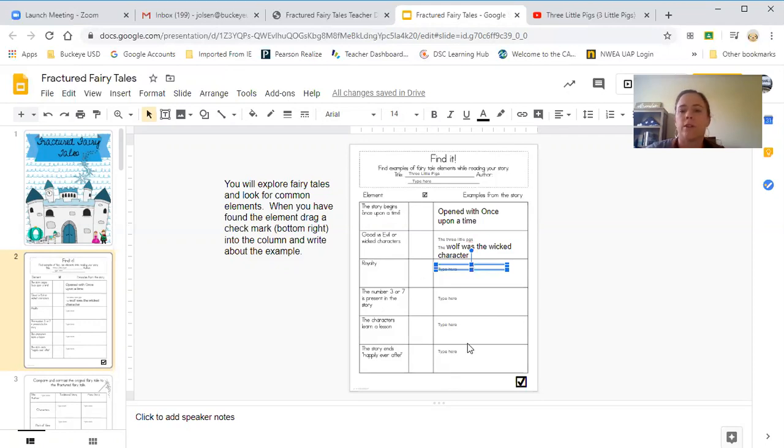So your assignment today is just to finish filling out this form. And that's all you have to do, but don't hit turn in.